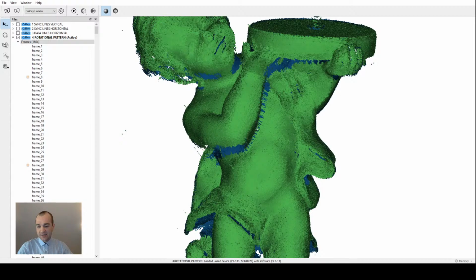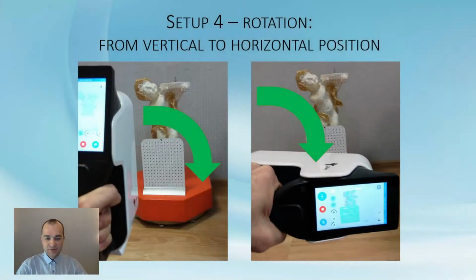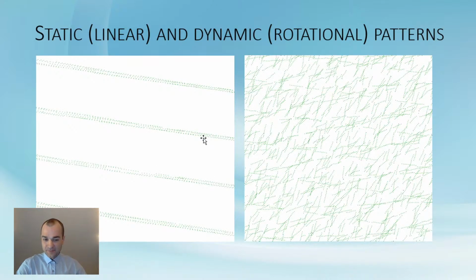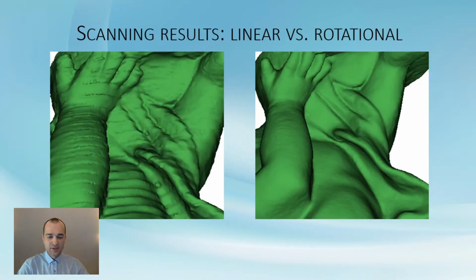So if we look at the final result of this, first of all, here is this pattern that we've been talking about. The static or linear pattern, when we have basically all data concentrated along the same lines, and we have huge gaps between them. And on the right here is what is called the dynamic or rotational pattern. You can see that the data scattering is much higher there, and it's easier to calculate what's in between. So the result of finalization, not surprisingly, will be much better on the right side.